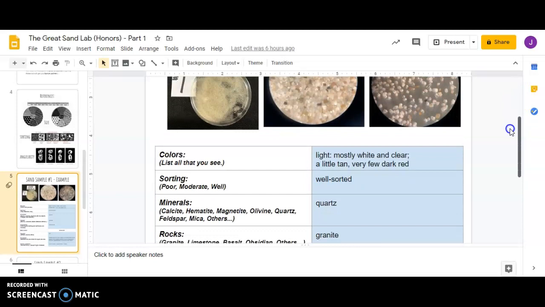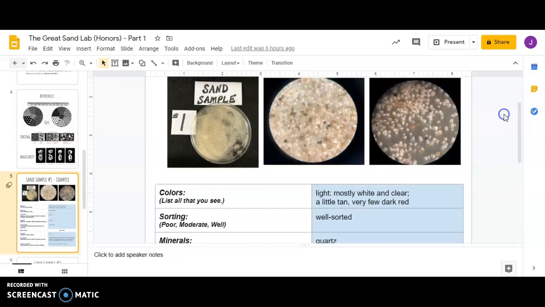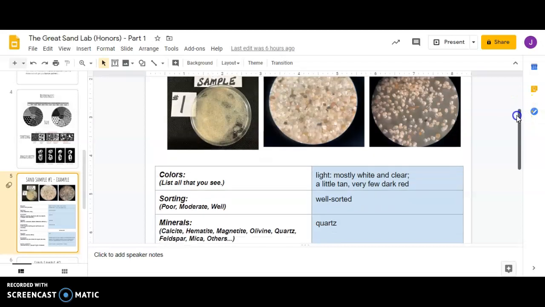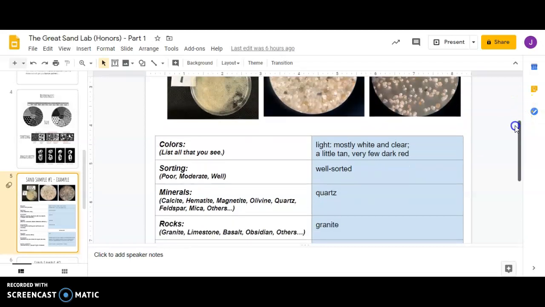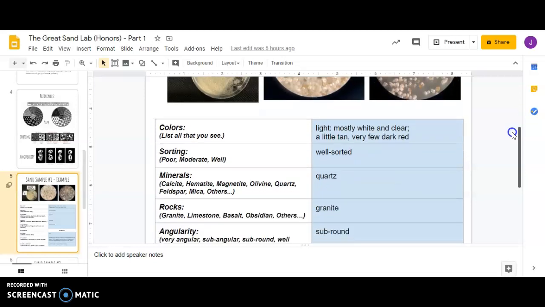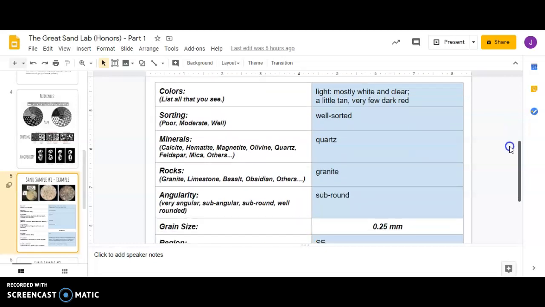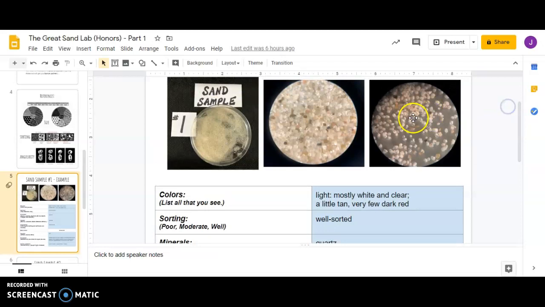You can see for colors, I've recorded what I saw. Sorting, it's considered to be well sorted. You can see there's a couple flecks of other colors, but when you look at it from afar, it's well sorted. There's not a lot of variety in the size or the shape. It's pretty consistent throughout. The mineral that really makes up this sand sample, because it's tan, is quartz. The rock is granite. Again, that tan color is what gives that away. And then the angularity, you have to look closely at these, but what I'm seeing is sub-round.